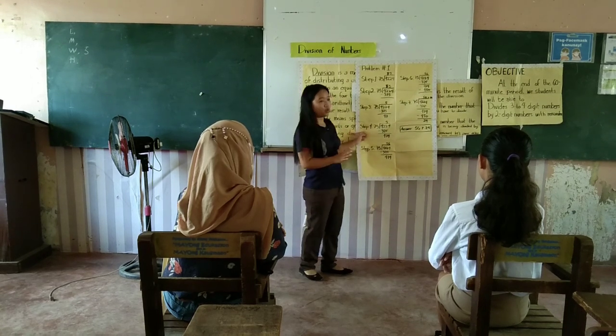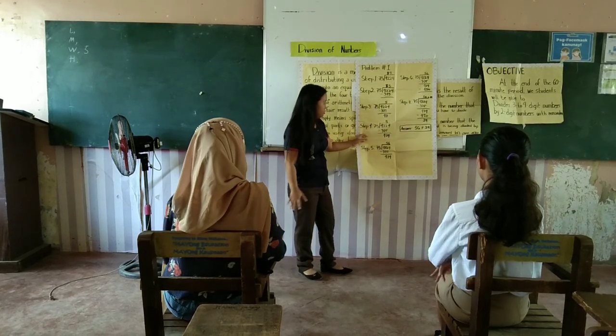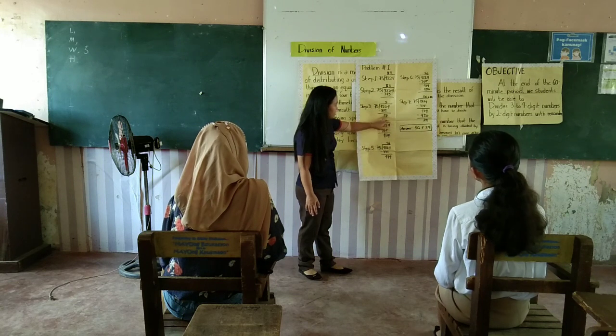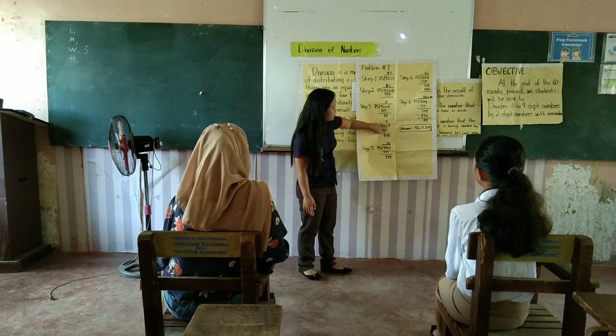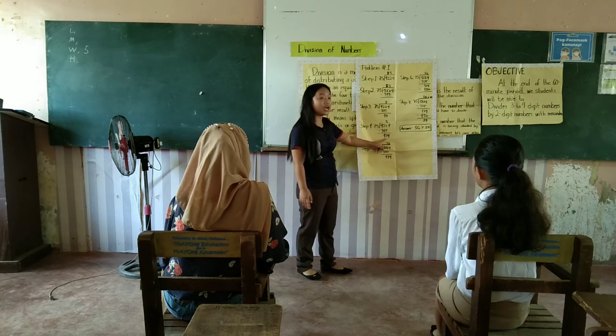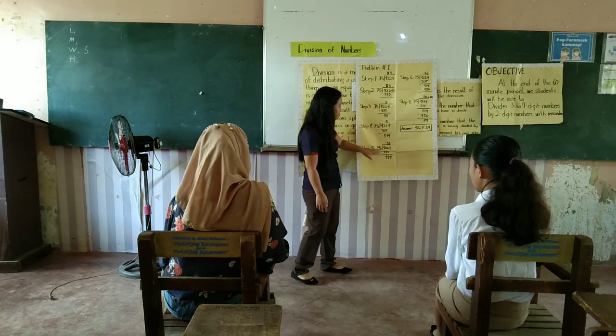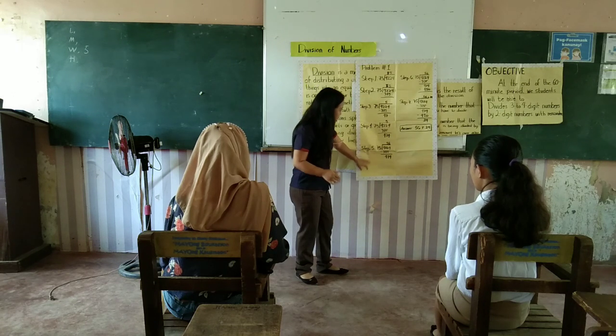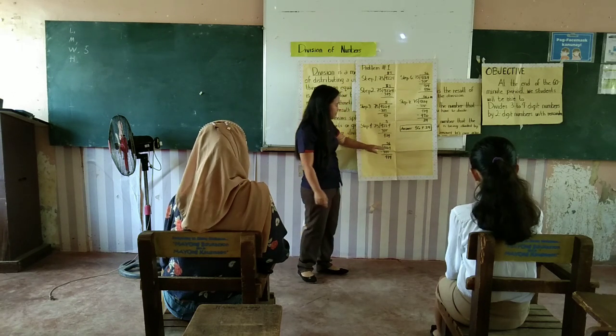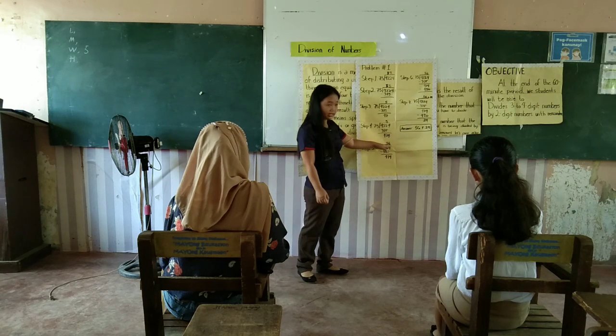So in step 4, we have to bring down. 47 can't divide the 75, so all we have to do is bring down 4, so we have 474. Then in step 5, we have to divide again. So 474 divided by 75 is equal to 6.